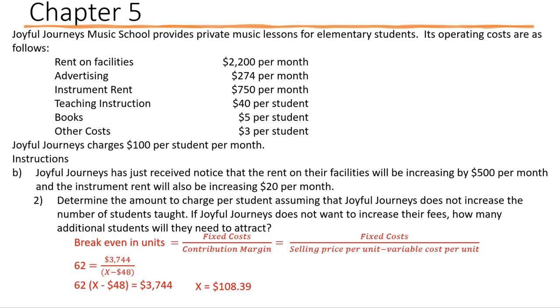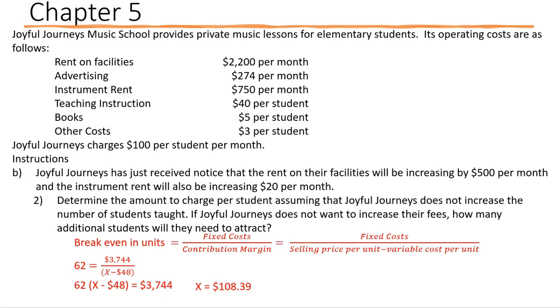So again, that second question under 2, if Joyful Journeys does not want to increase their fees, so they don't want to charge $108.39 to their existing students, they're going to add more students. What do they need to do to break even? We look at our first answer we got, 72 was the break even with the new fixed cost, so we'd have to attract 10 more students.